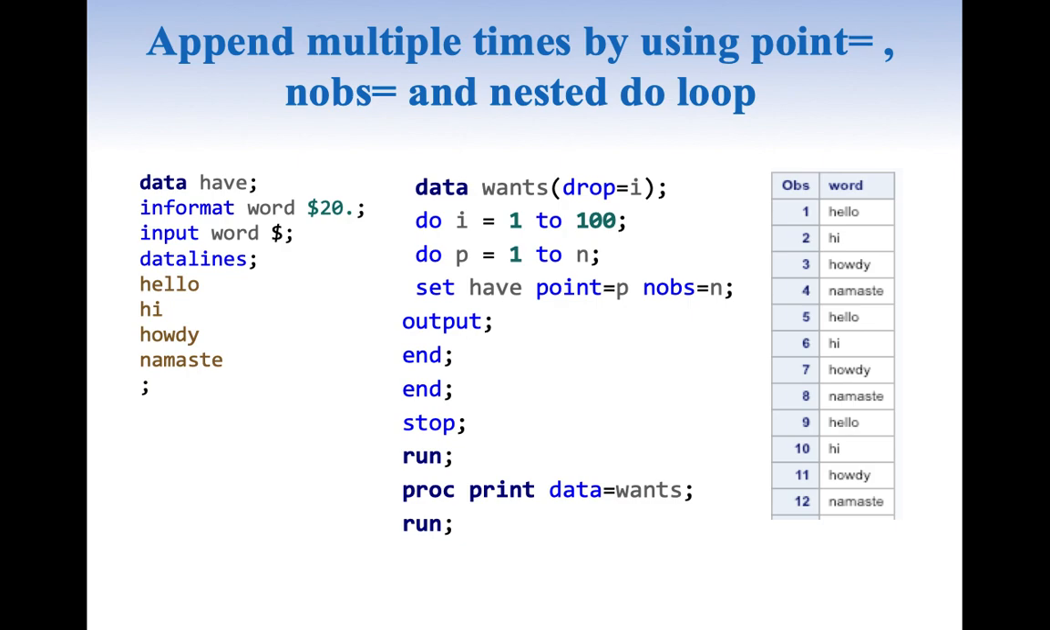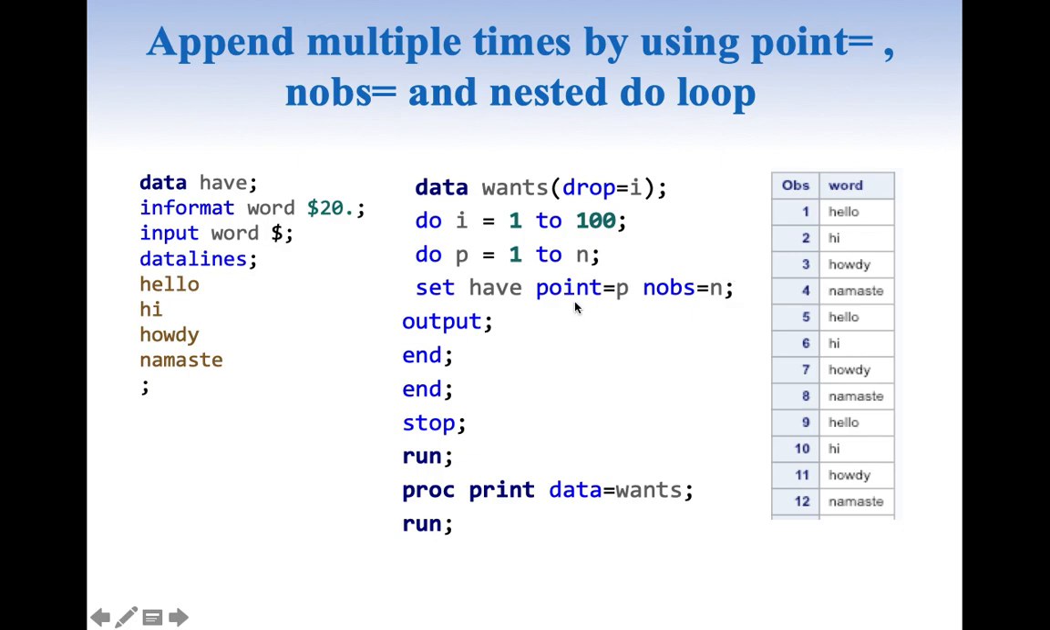Now let us see how we can use our knowledge of point equal to, nobs equal to, and nested do loop to append data multiple times. I will be illustrating the whole thing through an example here. Here we have our dataset have, and we want to append it multiple times and create a new dataset. We have our code here, and let's look into the parts of code which are interesting to us.